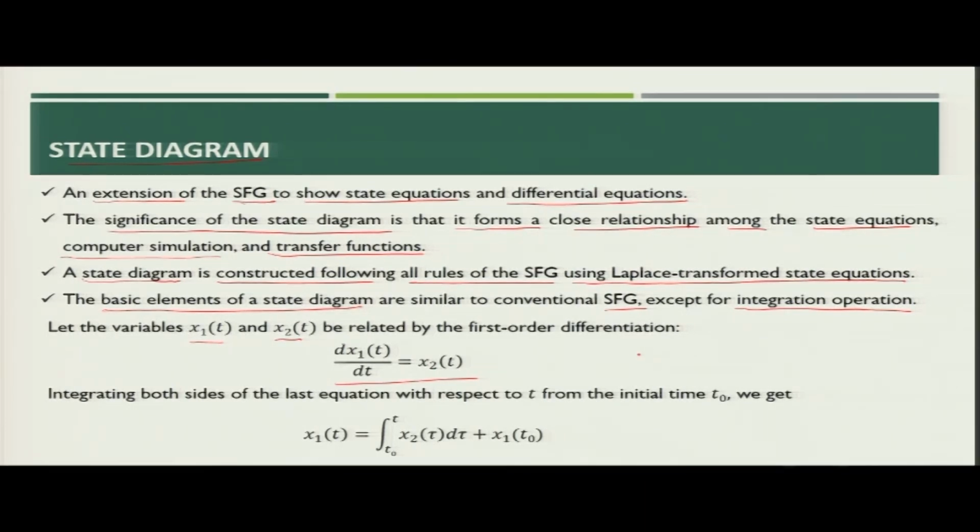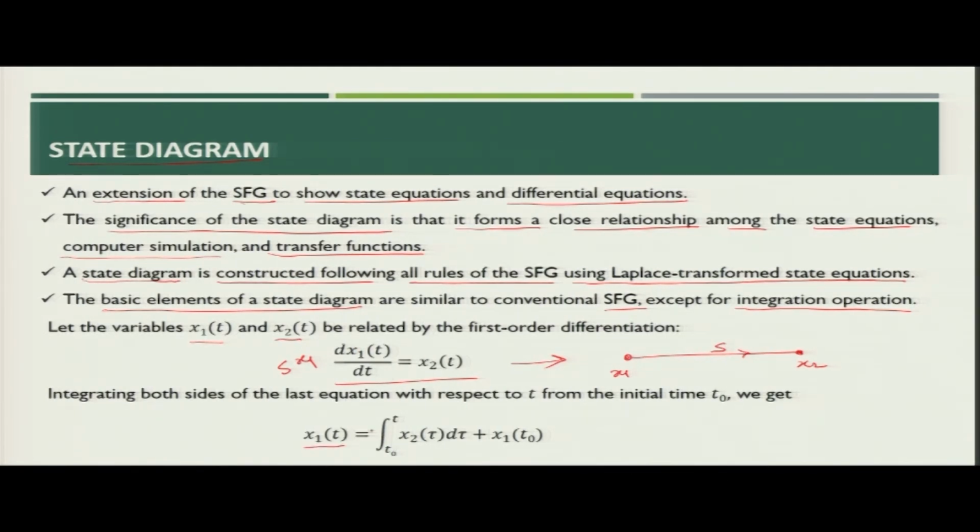So, if you represent them in the state diagram, this is x2, this is x1. So, you can write dx1 by dt is nothing but s into x1. So, s into x1 will be giving you the value of x2. Now, this is for this. When you are talking about the integration, what we have to do? We have to first take the integration on both sides.